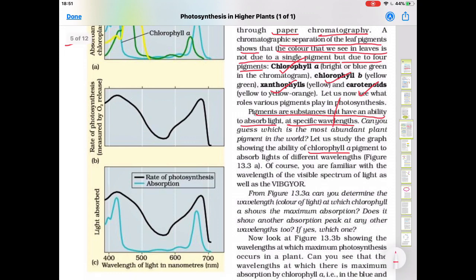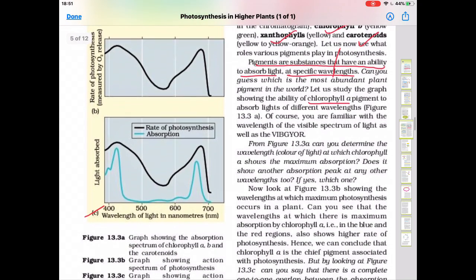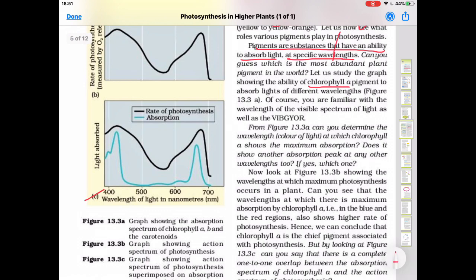So second graph, in the C graph light absorbed is also shown with the wavelength of light in nanometers. Graph C shows that at around 440 nanometers the chlorophyll A molecules show maximum absorption. Does it show another absorption peak at any other wavelength too? Yes. Answer is around 680 nanometers. It again shows the highest peak. Can you see that the wavelength at which there is maximum absorption by chlorophyll A, that is in the blue and red regions, also shows higher rate of photosynthesis?